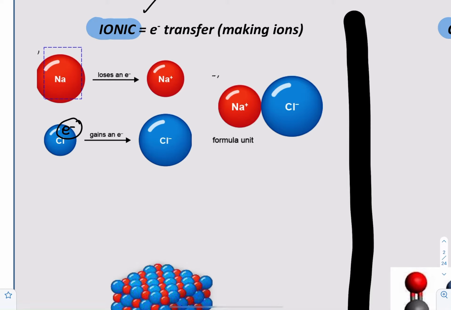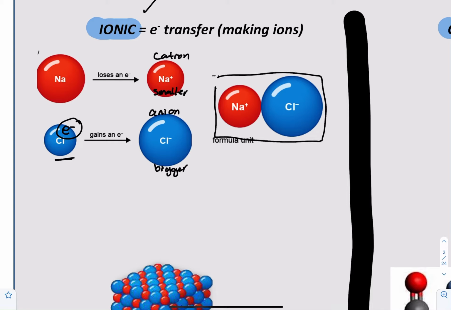When that happens, remember when something loses electrons and becomes positive, it's called a cation. And remember that they get smaller. That's from section 2. And then remember when you gain an electron, that becomes an anion and it's bigger than its original neutral state. So then when they come together, you know this, positives and negatives attract. The positive is attracted to the negative.